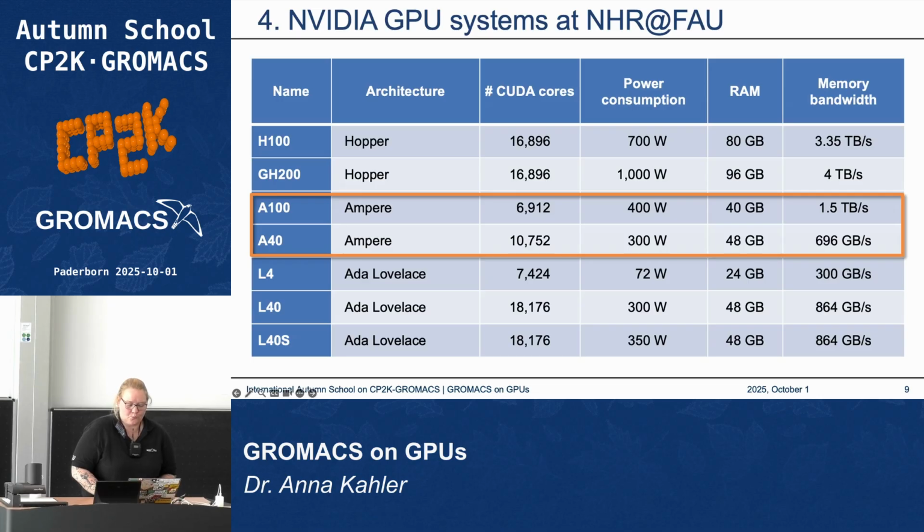What I want to show you here is that the power consumption on the systems can vastly differ between 1,000 watts for the GH200, so that is a Hopper architecture. The Hopper architecture is basically the same GPU as on the H100, and 72 watts, which is a server GPU. It might not be perfect for GROMACS, but we're going to see later on that this is a really nice system in terms of energy efficiency.